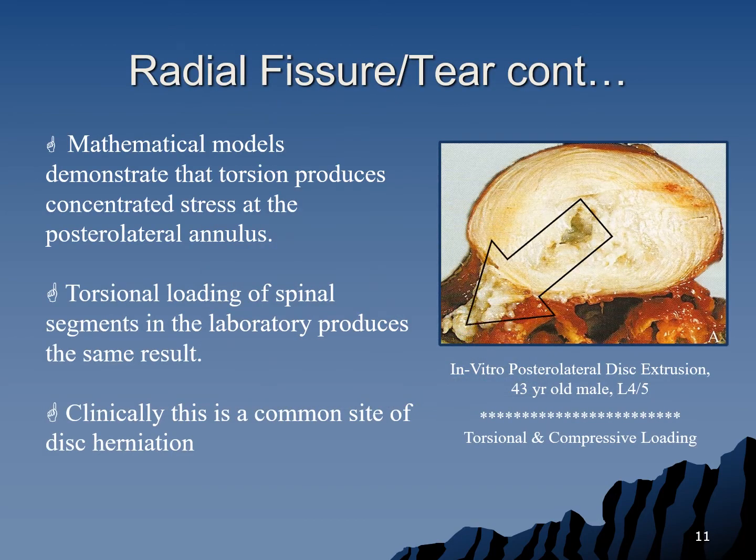There's another one, another radial fissure. And this is another in vitro example of a posterolateral disc extrusion. This was in a 43-year-old male. It was at the L4, L5 level, and you can see the extruded disc material. You can see it's still all connected, making it a disc extrusion. If this area were to fall off and migrate right over there, then we would have a sequestration or a free fragment.